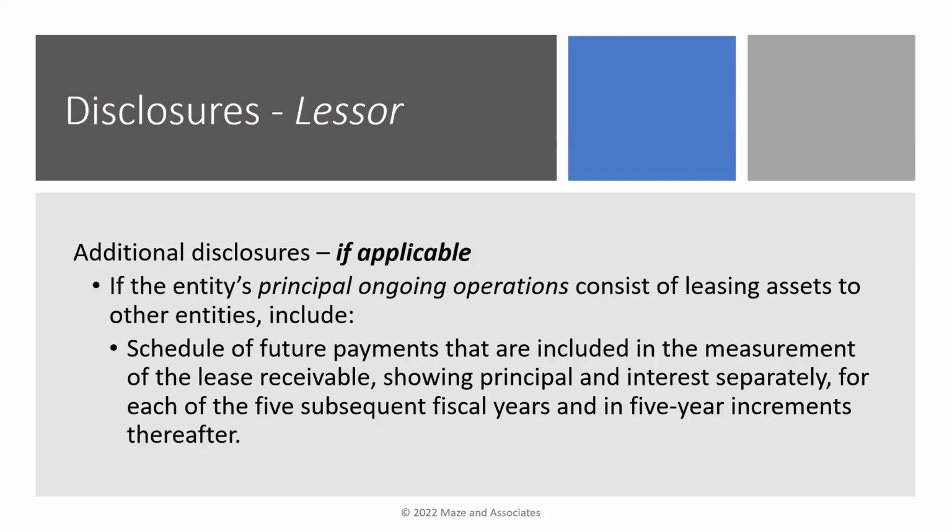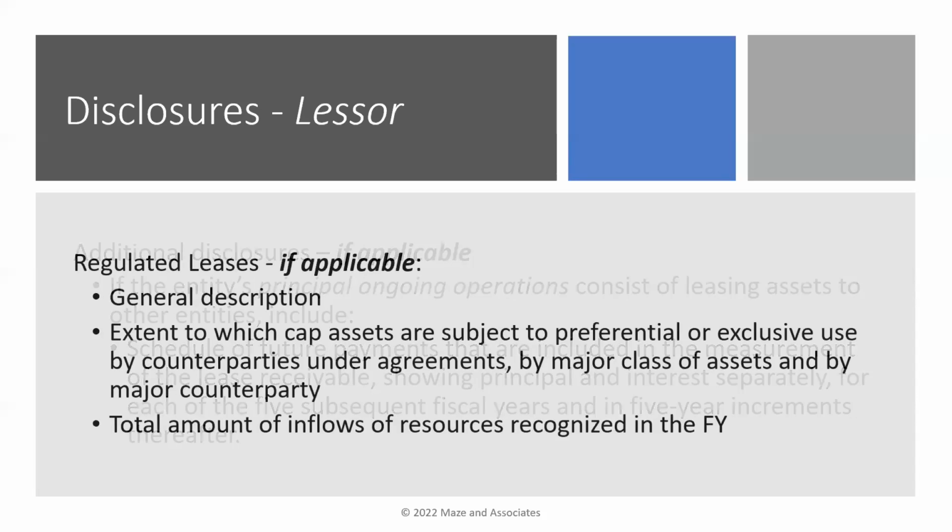So similar to the lessee disclosure where they had to have the debt schedule, if the principal ongoing operation of the entity, again, going back to the financing authority example, for a financing authority, its principal ongoing operations is to issue debt and enter into a lease. So it would have to include that, I'll call it maturity schedule for that lease receivable, but it's not required if it's not the principal ongoing operations. So most entities are not going to be required to include a maturity schedule for the lease receivable amortization.